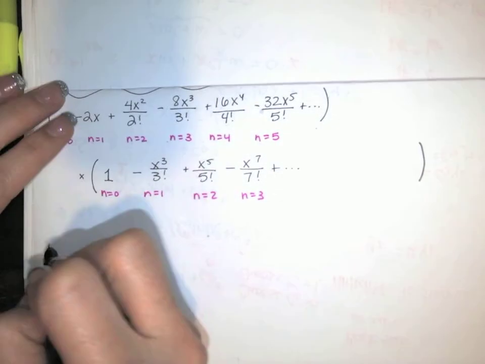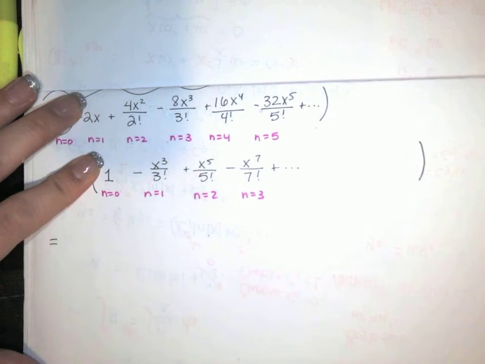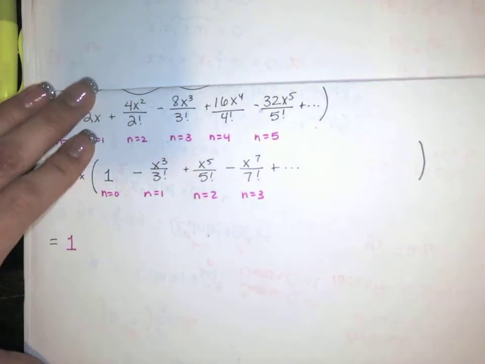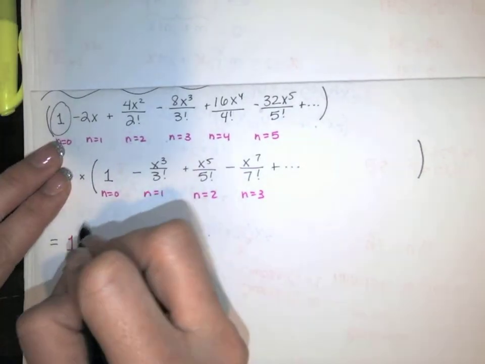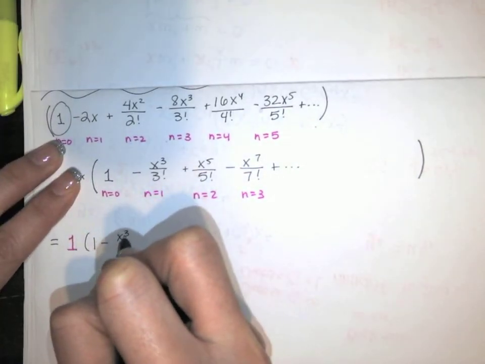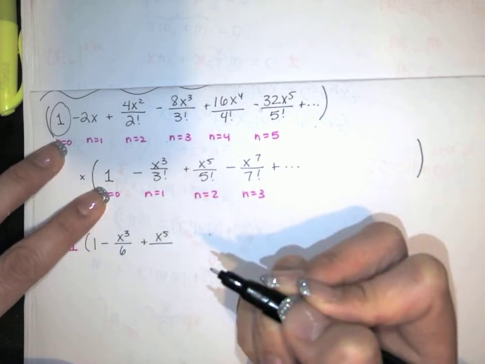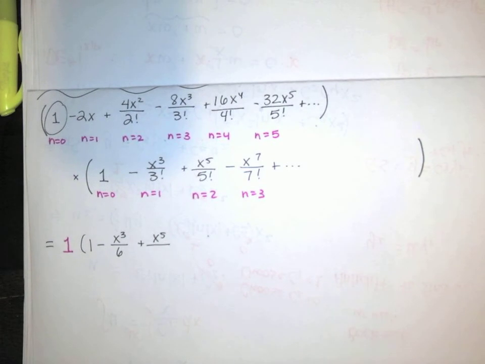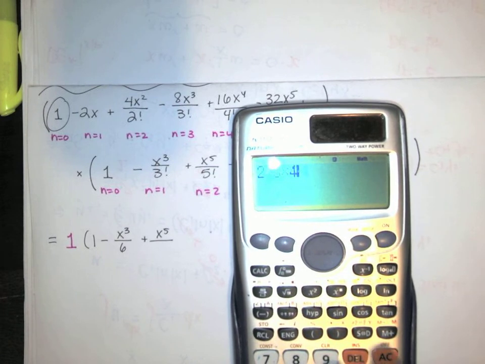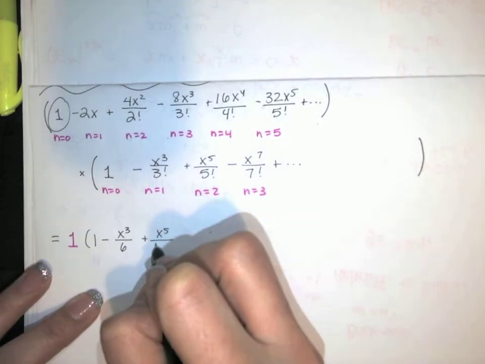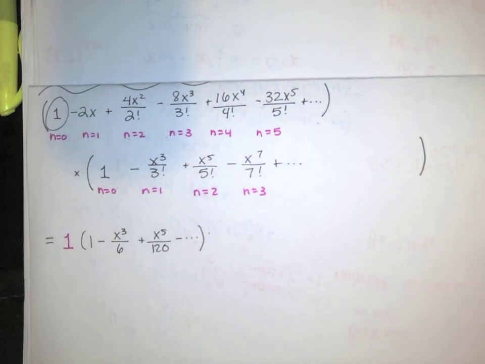Okay. We're just going to distribute. First we'll have this 1 times all of that. And I want to keep everything up to x to the 5th. That's the plan. So I'll have 1 times 1 minus x cubed over 3 factorial, which we know is 6. And then I've got x to the 5th over 5 factorial. What's 5 factorial? 2 times 3 times 4 times 5, 120. Minus higher degree terms that we're not keeping. Okay, so that's our first part.